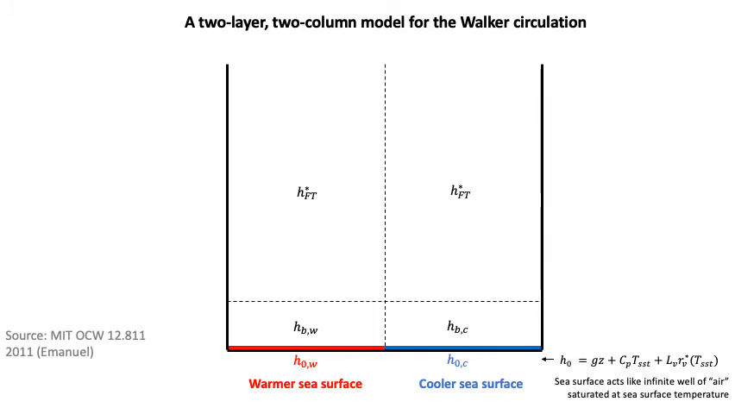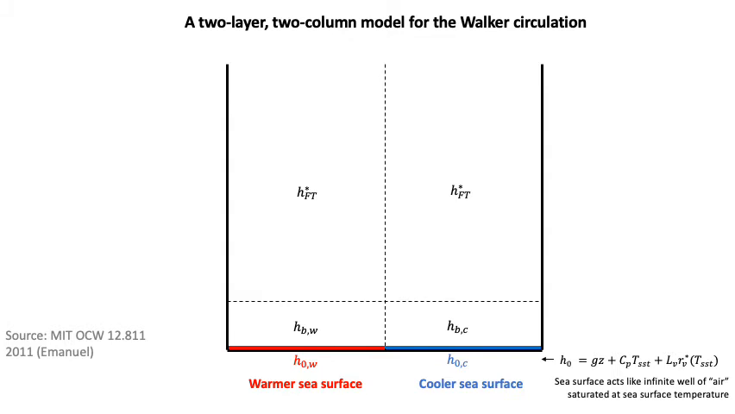So in the free troposphere, the saturation moist static energy has to be equal to each other. We'll come back to this again in a second. And just to note, we can think of the sea surface as, in some sense, like an infinite well of, quote unquote, air that is saturated at the sea surface temperature. So it's a way of thinking about it using the same variables as with the air.